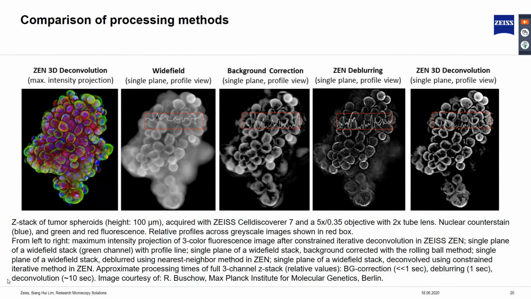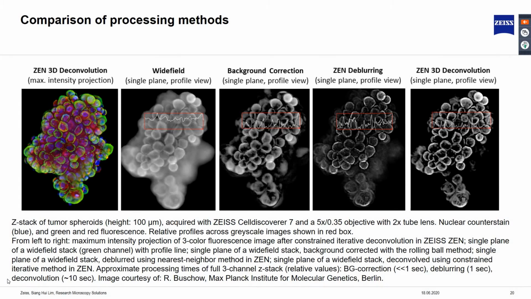What we see here is the Z-stack dataset of a tumor spheroid stained with blue, green, and red fluorescence. This dataset was acquired with a ZEISS Cell Discoverer 7 Widefield system. The image at the leftmost is the maximum intensity projection of 3-color fluorescence after constrained iterative deconvolution. For the sake of comparison, only a single plane green channel dataset was used. From left to right, what we have here is the Widefield image, background subtracted image, and image deconvolved with nearest neighbor and constrained iterative respectively.